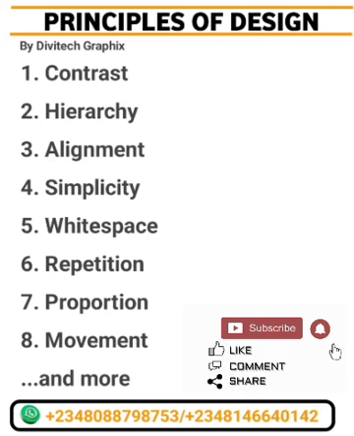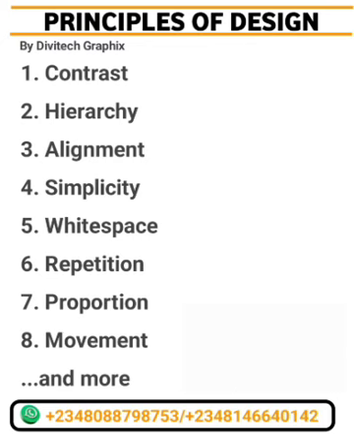Now there are types of alignment. We have alignment to the center, whereby we align all our elements to the center, and we have alignment to the left, in which you align all your text or all your content to the left side. Then another one is alignment to the right. These are the three basic types of alignment.